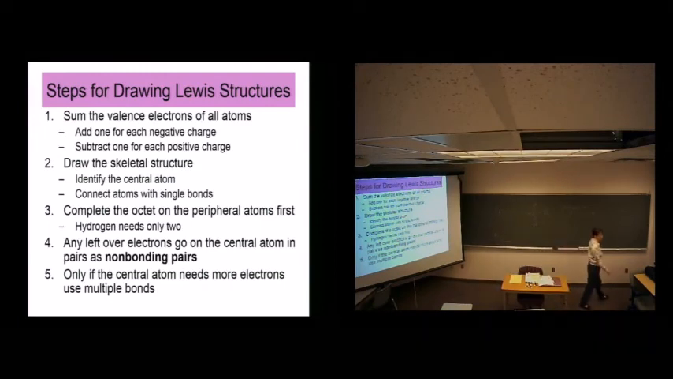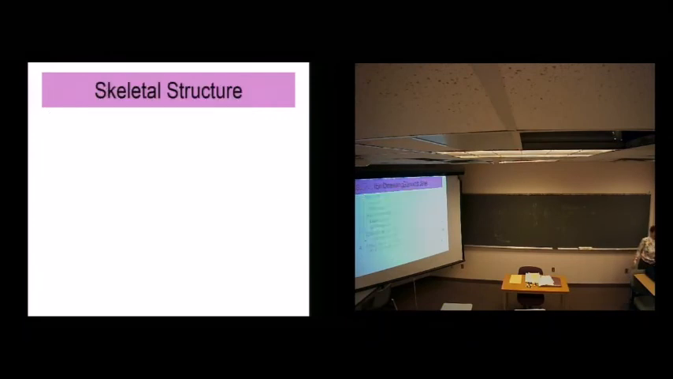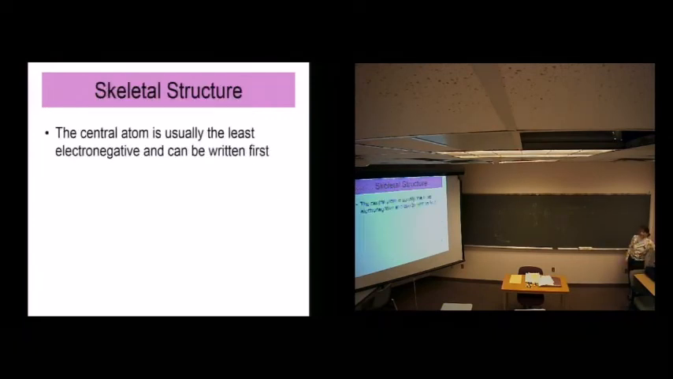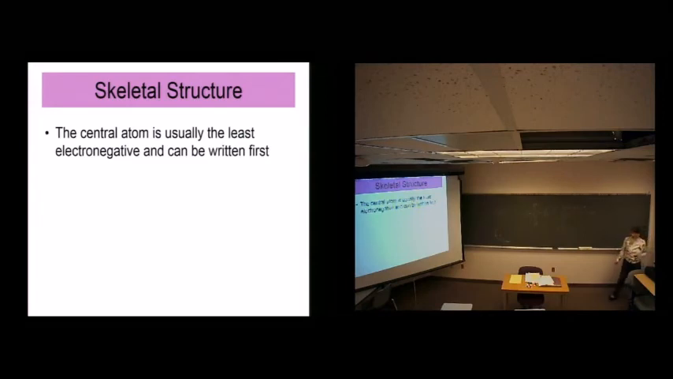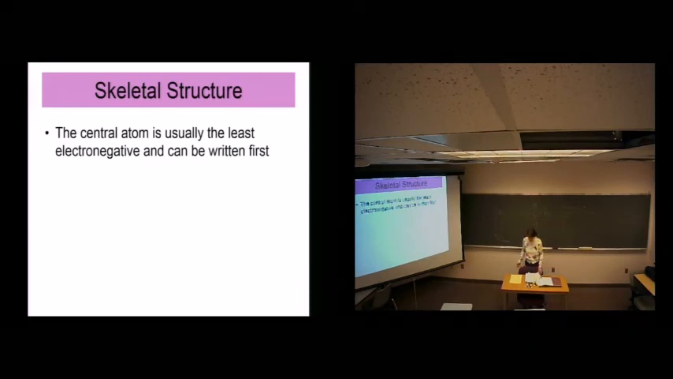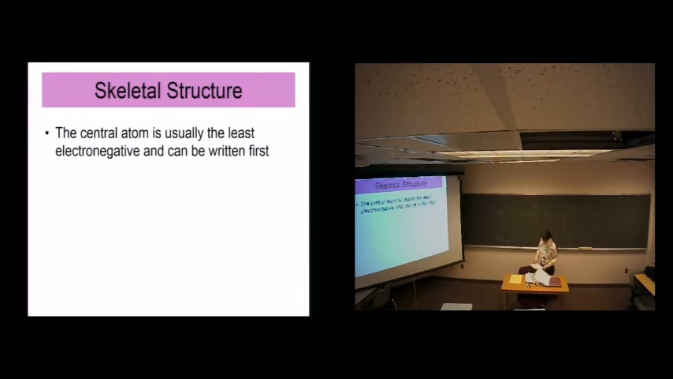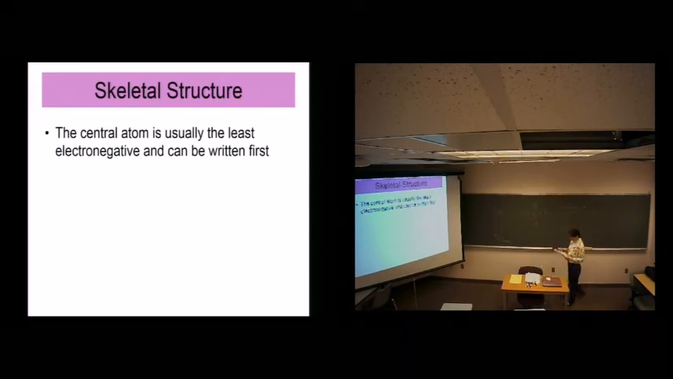Okay, so let's talk about how we're going to determine that skeletal structure. That's probably the hardest thing. There's a couple helpful hints. The central atom is usually the least electronegative and can be written first. Okay, it's usually the least electronegative and can be written first.